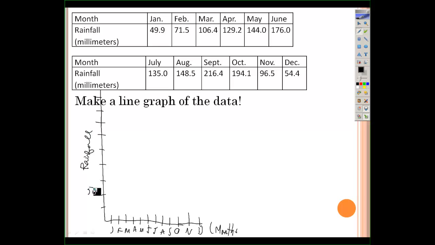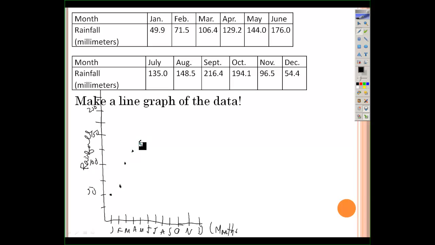And we said this is 50. Every other one goes up by 50, 100, 150, 200. So each line represents 25. So in January, I had 50 rainfall. I'm going to put a little point right there. And in February, I had 71.5, so a little below the third line up. And then in March, I had 106, so a little more than the 100 line. And April, 129, all the way up to a little more over that guy right there. And then May was 144, got even higher.